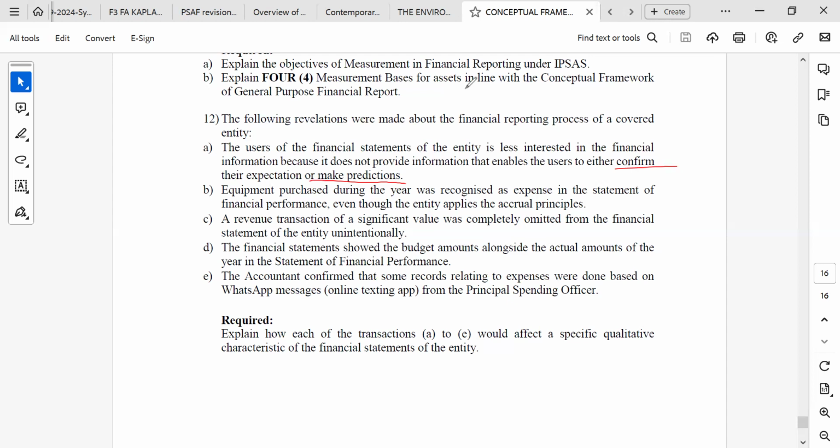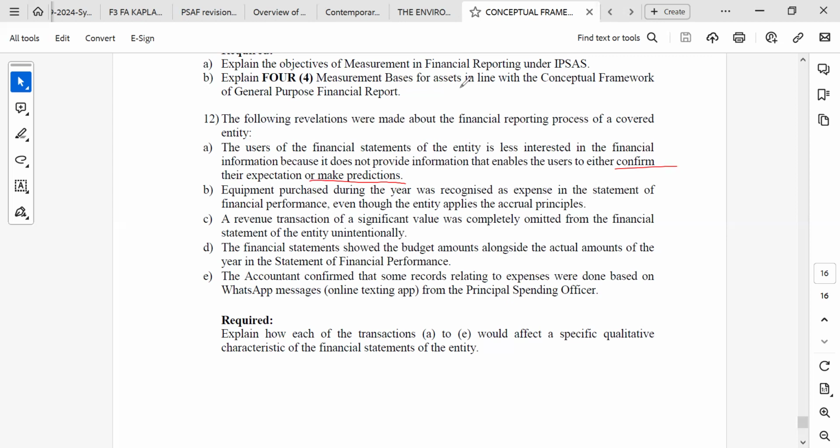D. The financial statements showed the budget amount alongside the actual amount of the year in the statement of financial performance. Okay. So which characteristic is that? This is comparability. Okay. That's comparability. The E. This is E. The accountant confirmed that some records relating to expenses were done based on WhatsApp messages, an online texting app, from the principal spending office. Okay. So which principle is this? Verifiability. Okay, that would be verifiability.